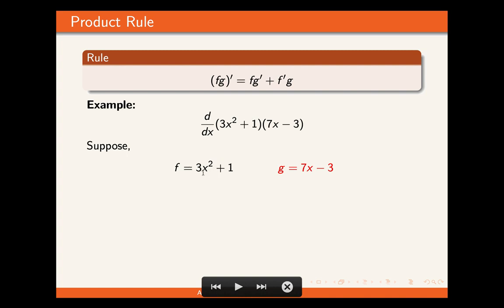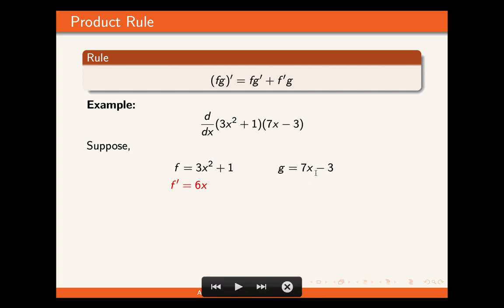So what is the derivative of f? The derivative of f will be 6x, right? By using the constant multiple rule, we can take 3 out, and then the derivative of x squared with respect to x will be 2x by the power rule. So 2x times 3 will be 6x, and the derivative of 1 with respect to x will be 0. Why is that? Because of the constant rule. So we just have 6x here.